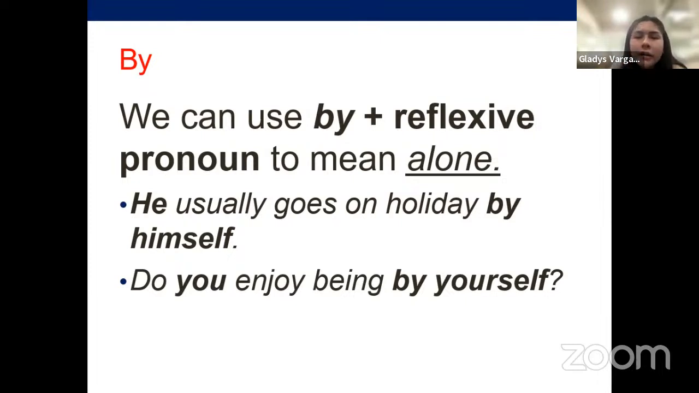We can use by plus a reflexive pronoun to mean alone. He usually goes on holiday by himself. Do you enjoy being by yourself? Great. Thank you very much, Gladys.